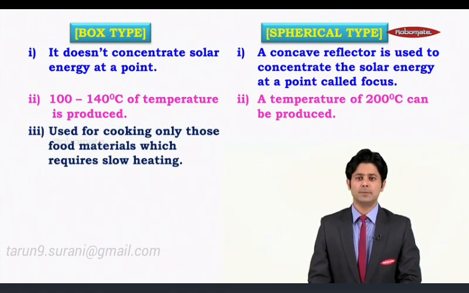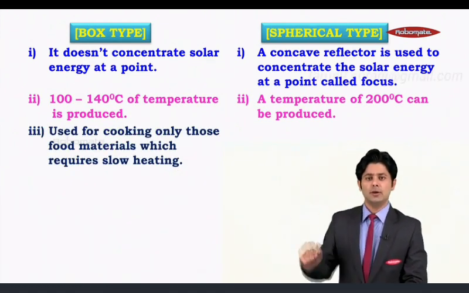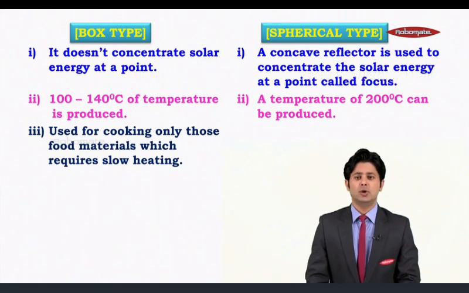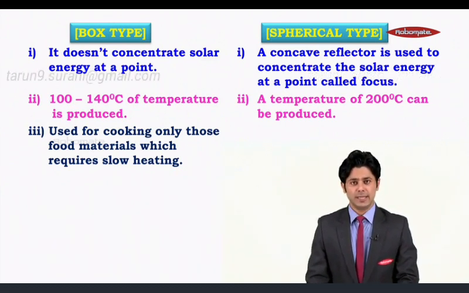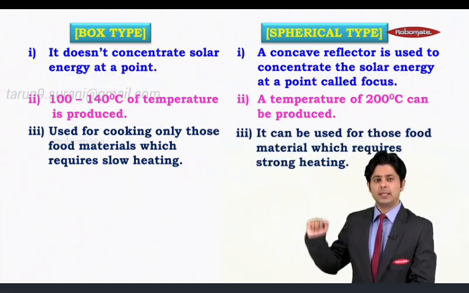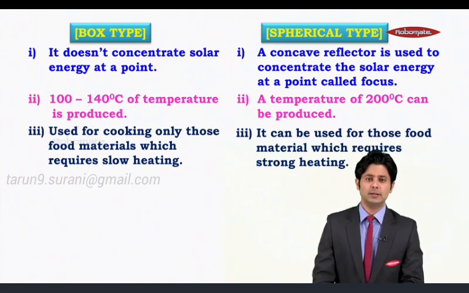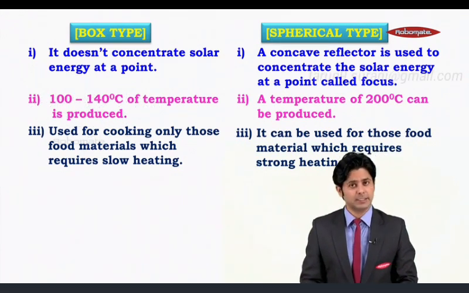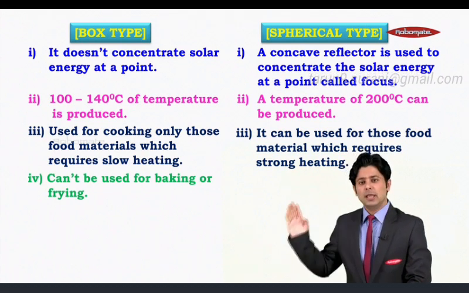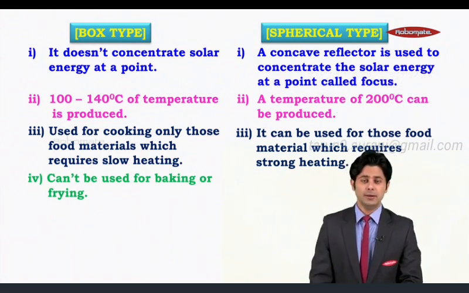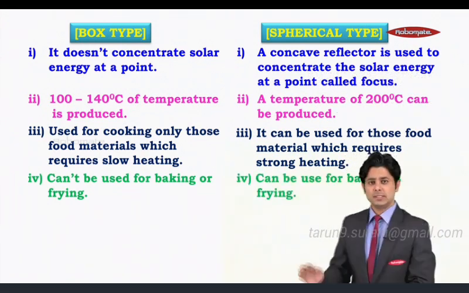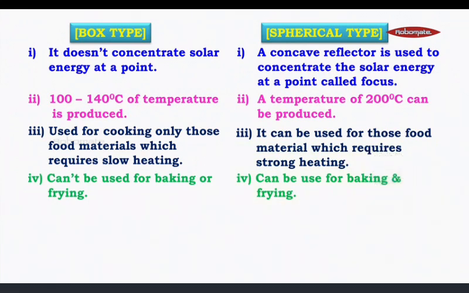Moving to the next point, the box type is used for cooking only those food materials which require slow heating, whereas the other one can be used for food materials which require strong heating. Next, it can't be used for baking or frying purposes, whereas the spherical type can be used for baking or frying purposes.